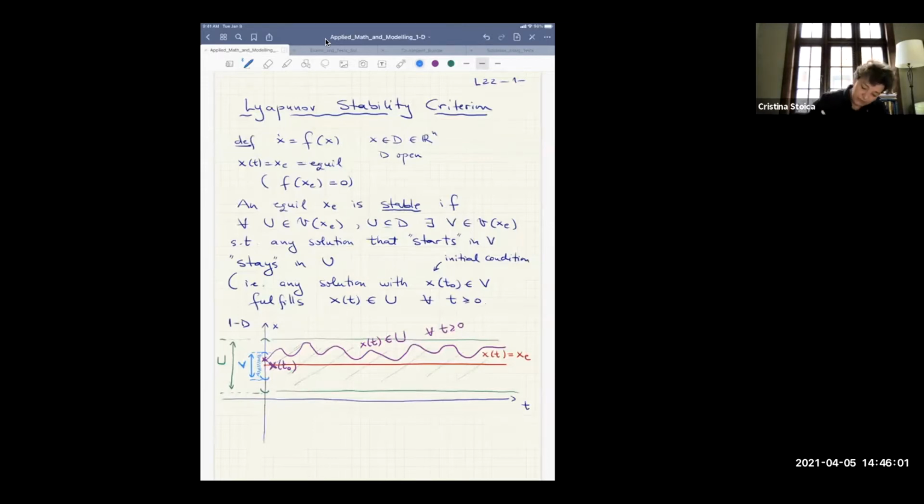If I start with the solution down here, then I can stay in the slab as well, but that will be on the other side. It will be like here. So that will be another x of t. All right, so this means stable. That's the picture for later.